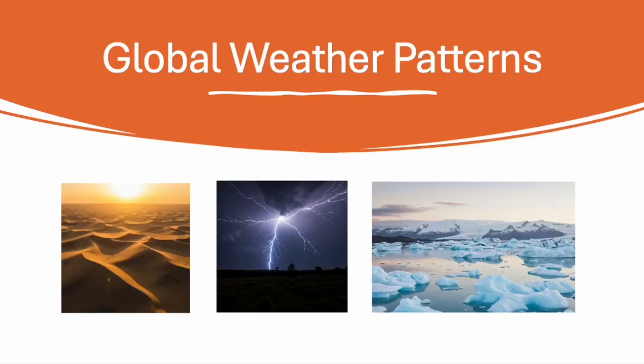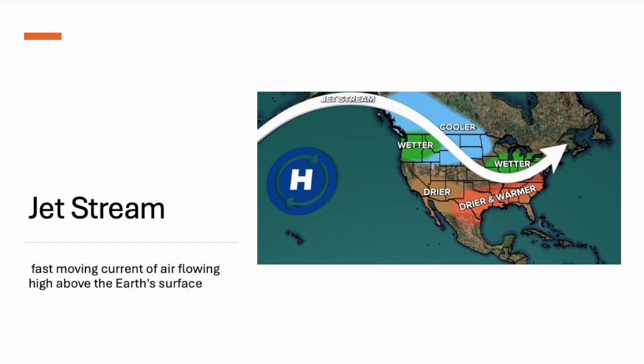Hello. Have you ever wondered why the weather in your area is so different from other places? There are many factors that influence local weather, but today we're going to focus on two big players, the jet stream and ocean currents. Imagine a powerful river of air flowing high above Earth's surface. That's the jet stream. It's a fast-moving current of air that circles the globe, influencing weather patterns across the continents.